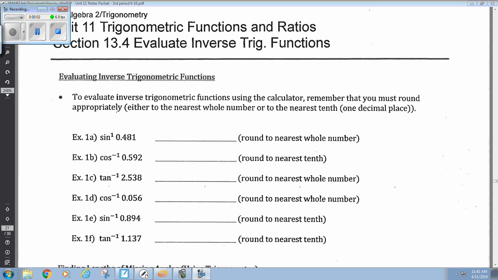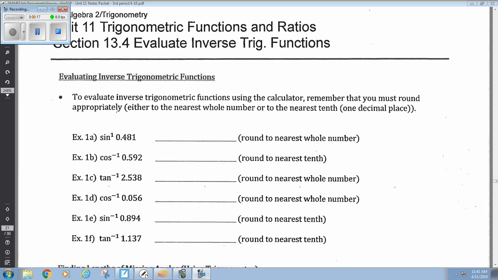Good morning, scholars. Obviously, you can see I'm not here, so I'm audio recording the lesson for the first part of section 13.4, which is evaluating an inverse trig function.